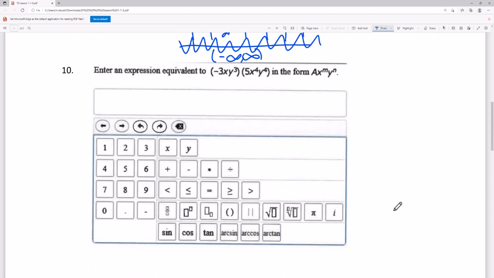This is enter an expression equivalent to these two things being multiplied in this form. So remember, when we multiply with exponents, we add the exponents together. So we add the powers together. So -3 times 5 is -15. X to the first and x to the fourth is x to the fifth. Y to the third and y to the fourth is y to the seventh.